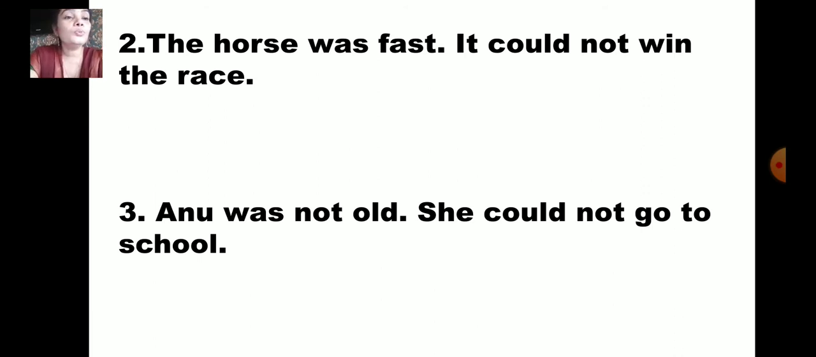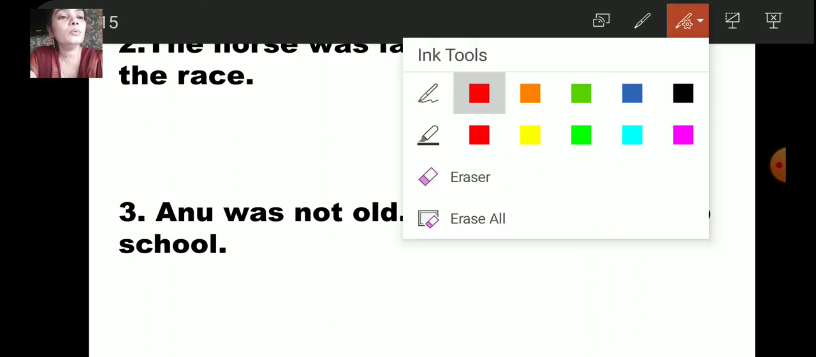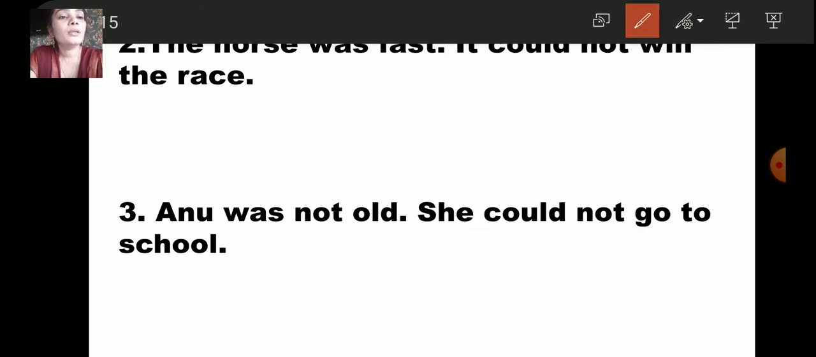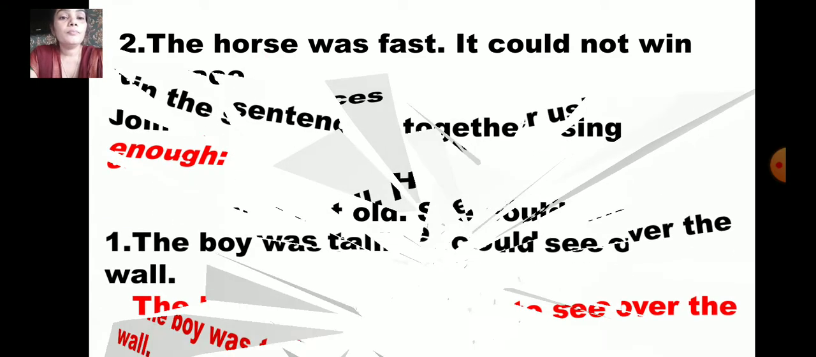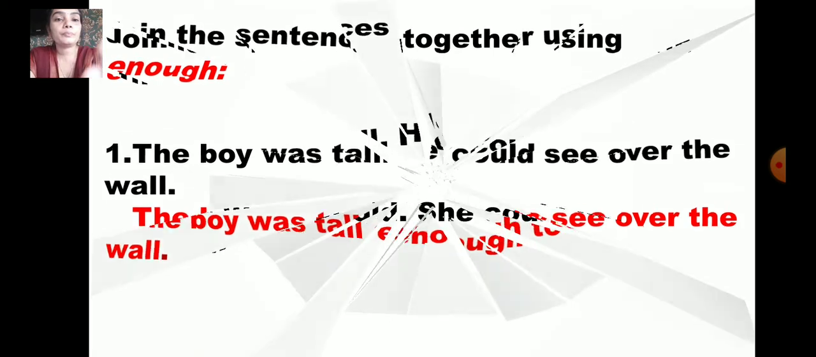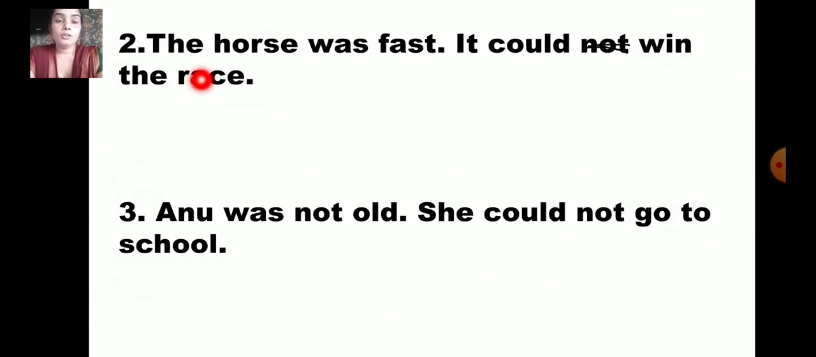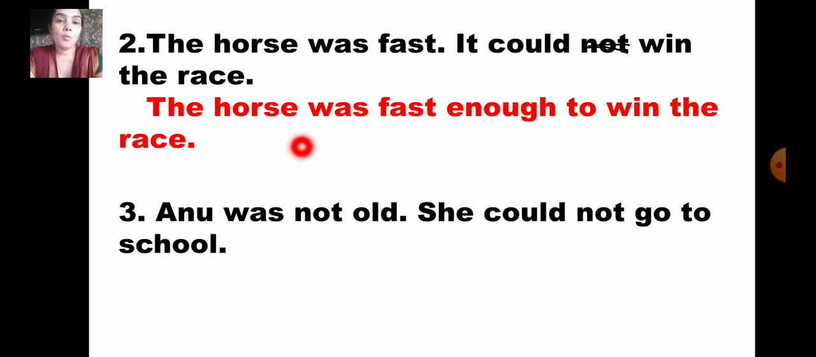So to win the race, here the word not is not there. It could win the race. The horse was fast. It could win the race. So our answer is the horse was fast enough to win the race. So the horse is running very fast. You know that a horse runs fast.